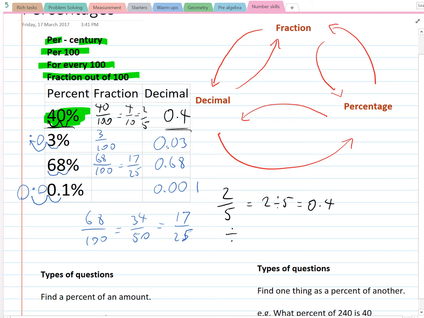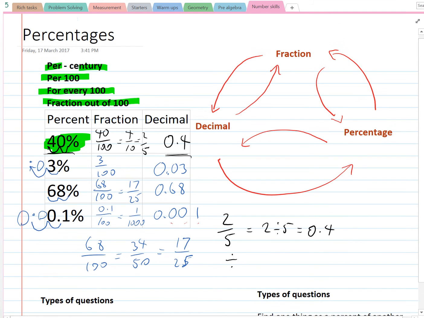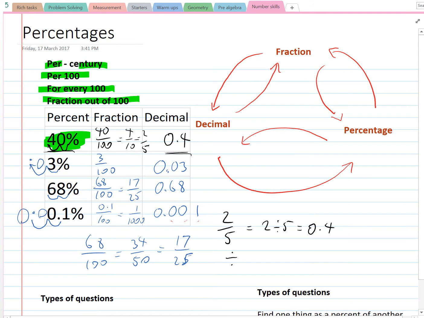And this one, it's 0.1 out of 100, but you can't have 0.1 out of 100. We have to change that. So that 0.1 out of 100 would be the same as 1 out of 1,000. And you can see the place value here. That's the tenths, hundredths, thousandths. So anyway, that's changing between fractions and decimals and all that sort of stuff.